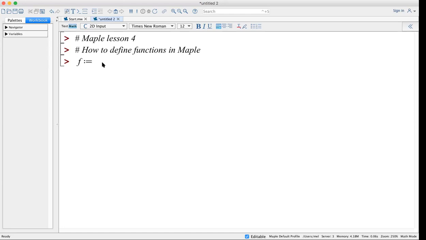And if you want this to be the function that sends x to x squared, we write x, and then we want an arrow. The way you get an arrow is the minus sign followed by shift period, the greater than sign. This appears on your screen as an arrow. And let's say x squared. So I've defined the function f of x equal x squared.